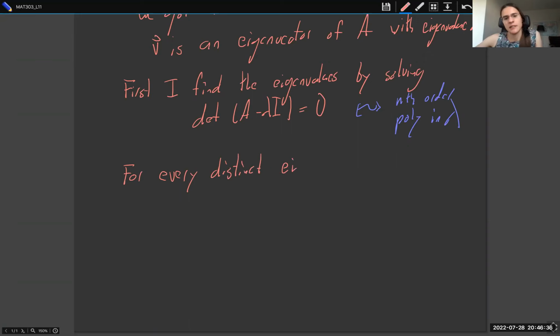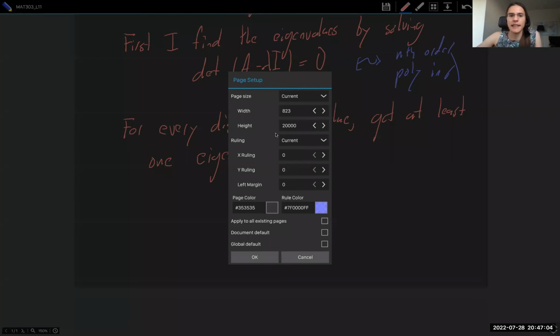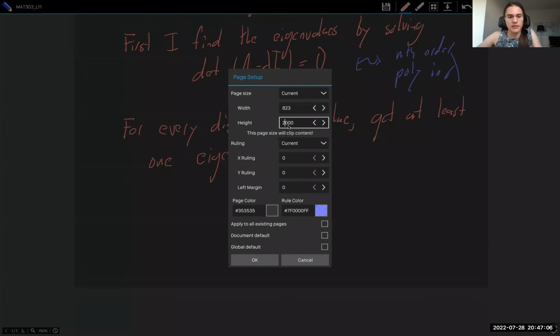eigenvalue, you get at least one non-zero eigenvector. But for repeated roots, it becomes more complicated because maybe you can find multiple linearly independent eigenvectors, or maybe you can't. And then you have to use a more clever ansatz.